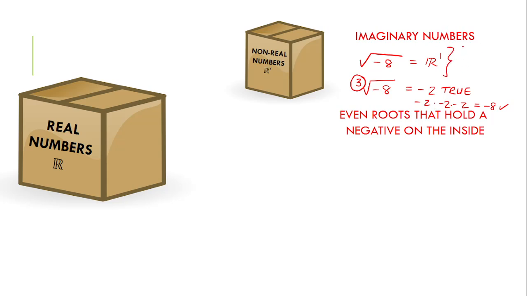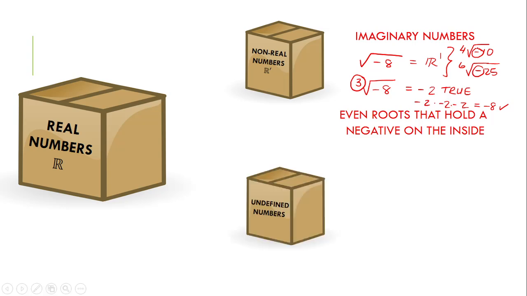So I'm saying even roots, like the fourth root of a negative 10, or the sixth root of a negative 25. This negative on the inside is what makes it non-real.